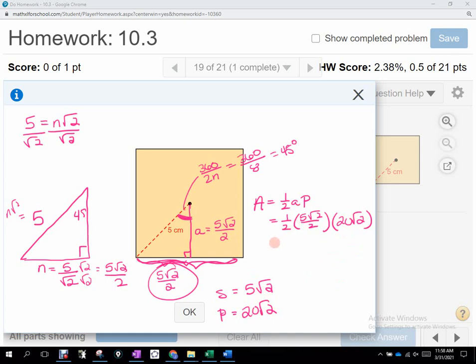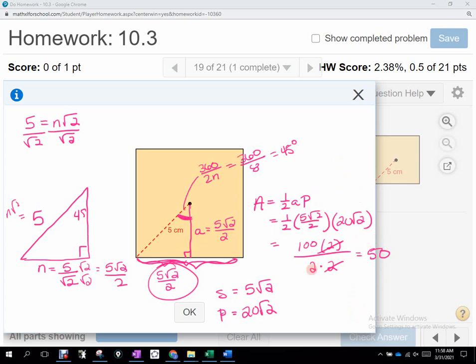Okay. Now, as I multiply this through, you can do a couple different ways. 1 times 5 times 20 is 100. Radical 2 times radical 2 is 2, right? And on the bottom, I'm going to have 2 times 2. Those are going to cancel, aren't they? What's 100 divided by 2? 50. And 50 square units for this triangle. Okay, or not triangle, square. Okay, that's one way of doing it.